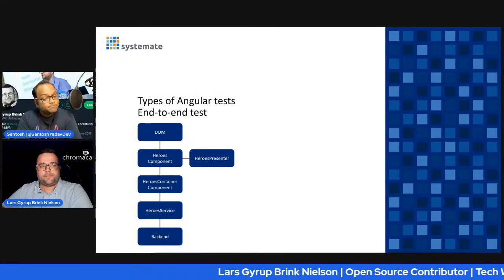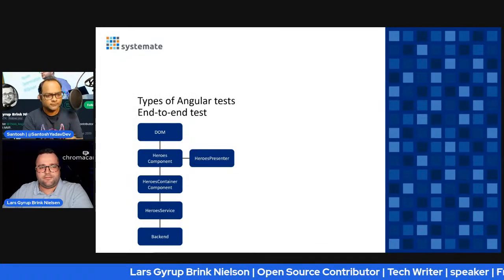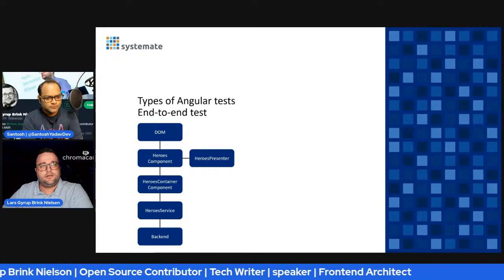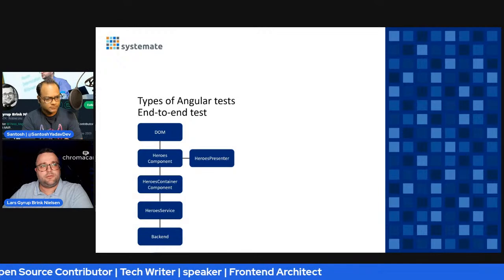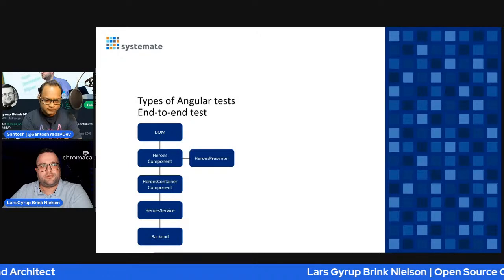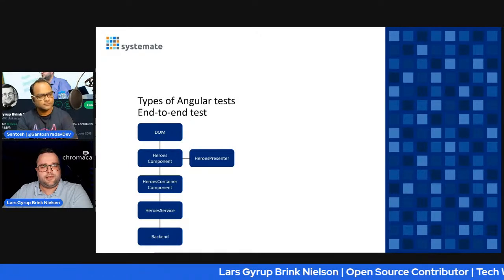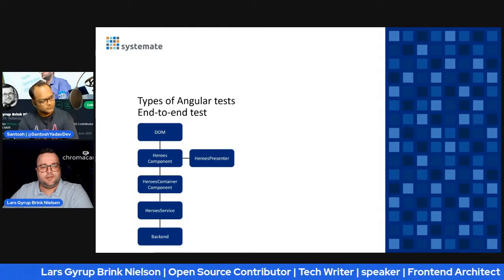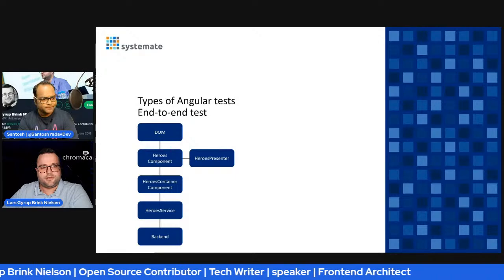Here we go. So this is the scope of an end-to-end test. As you can see here, we're testing the DOM, the HTML in the browser. We're also testing two components and two services, the Heroes Presenter and the Hero Service. And we're even hitting the backend with this end-to-end test. That's one form of end-to-end test.